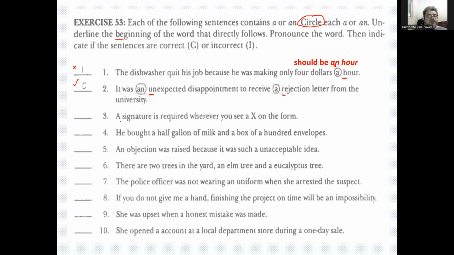Okay, now that you're back, let's see. A signature is required where you see an X on the form. Right, so signature is okay, but it should be an X. He bought a half-gallon of milk and bought a hundred envelopes. So this is fine. A half-gallon, a hundred. So both H's have a consonant sound. An objection was raised because it was such a unacceptable idea. So an objection, that's fine, but here it should be an unacceptable idea. So now it starts with a vowel sound.